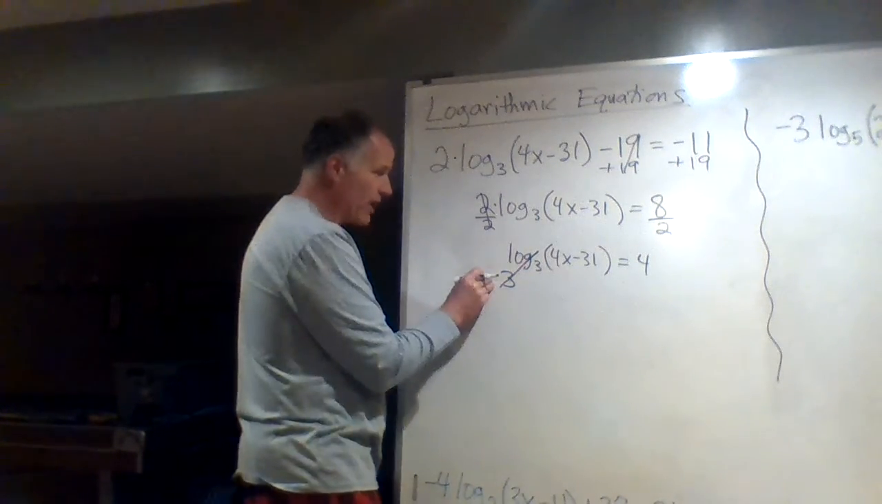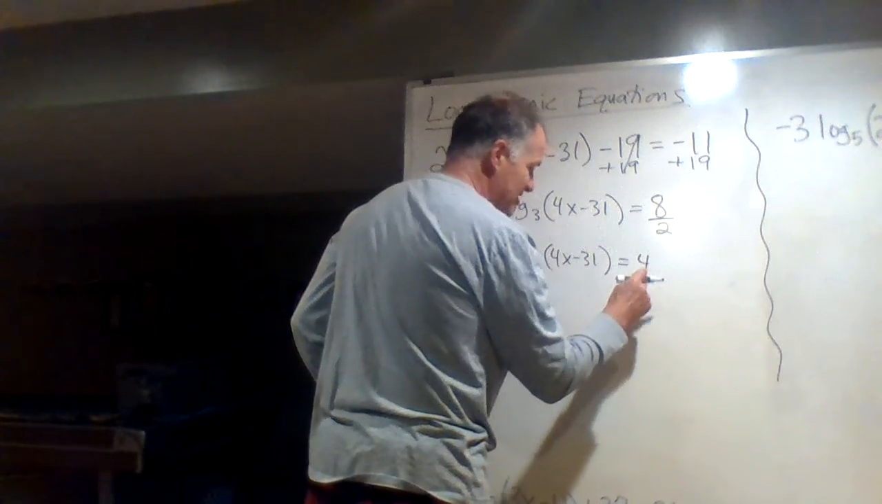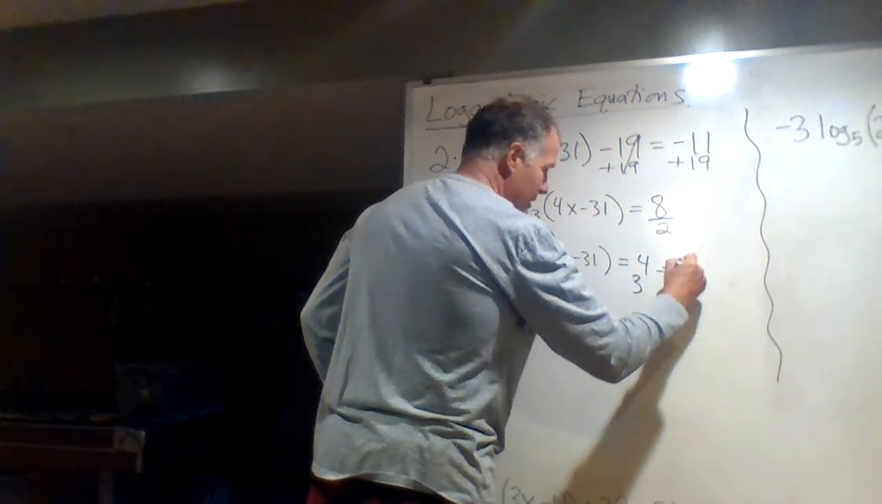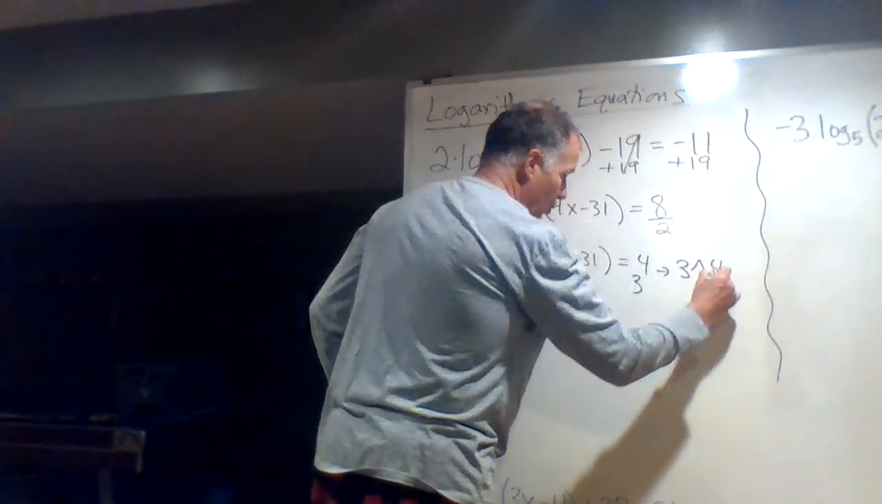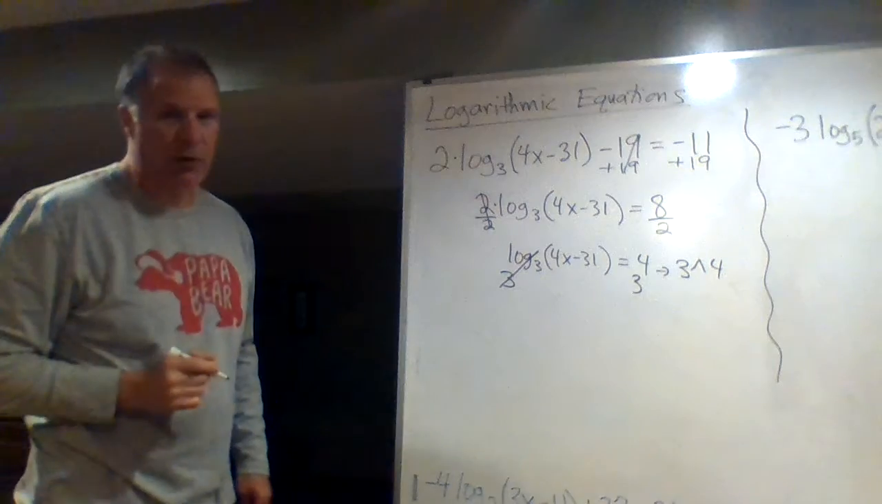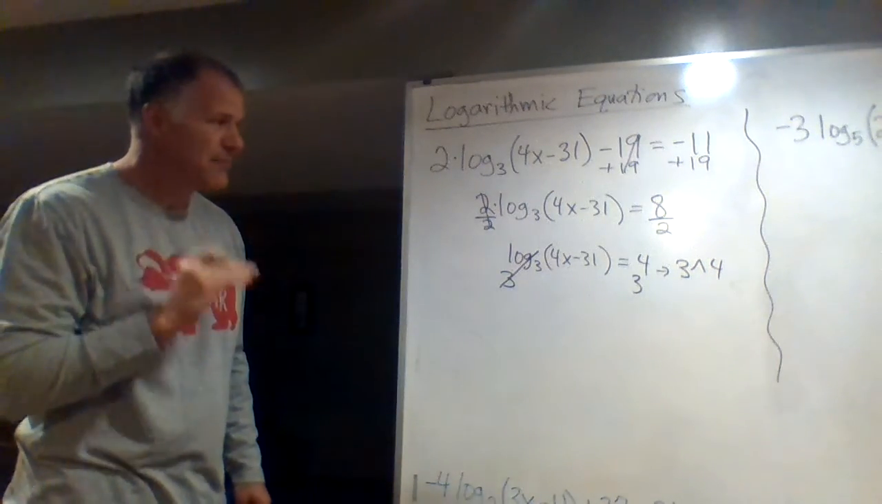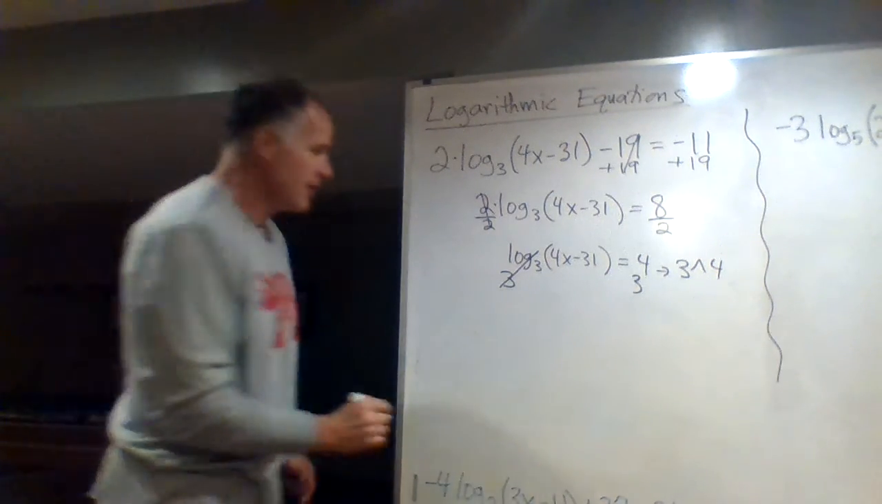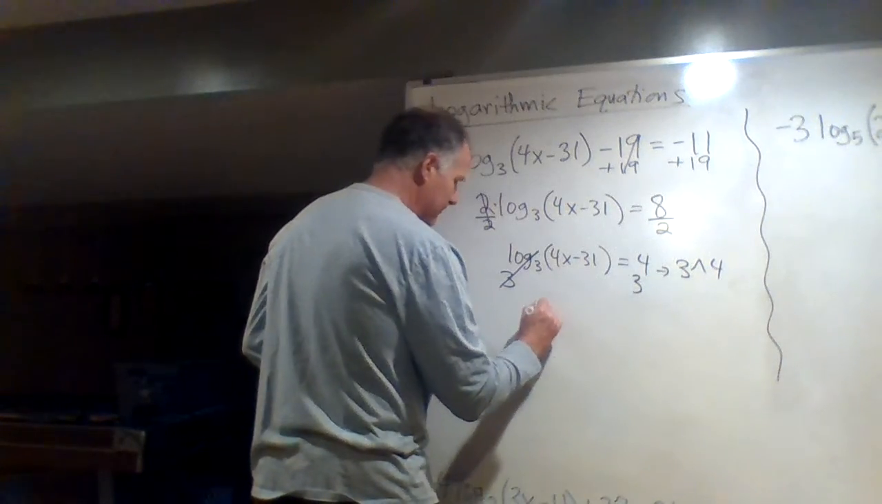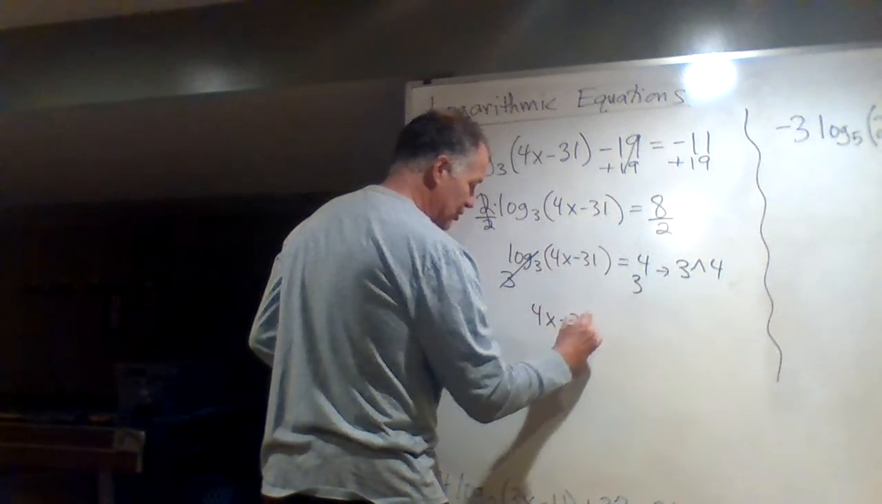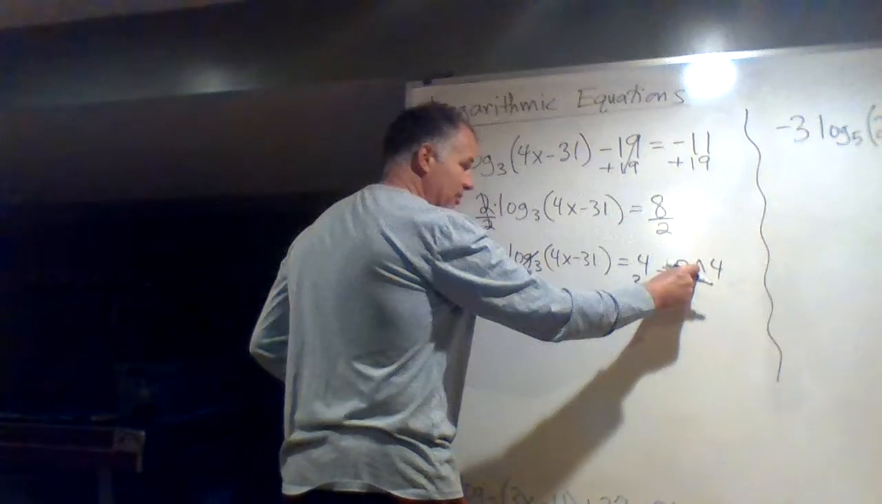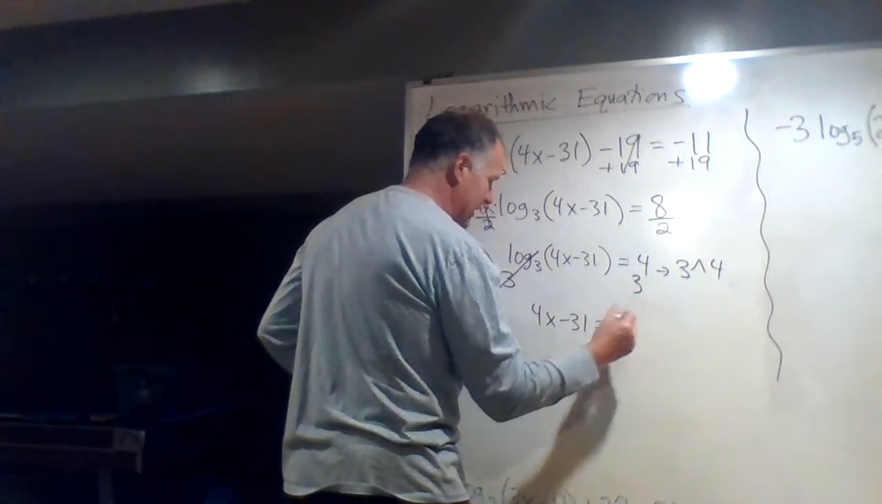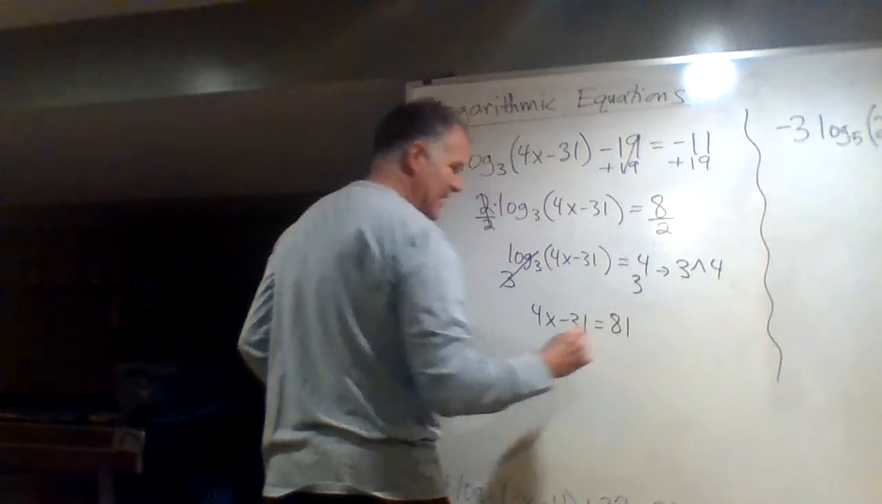But again, whatever I do to one side, I'm going to do the same here. So this is 3 up caret 4, or 3 to the 4th power. Not 3 times 4, 3 up caret 4, or 3 to the 4th power. Now again, use your Google calculator if you need to, but 3 up caret 4, I can do that one in my head. That's 81.